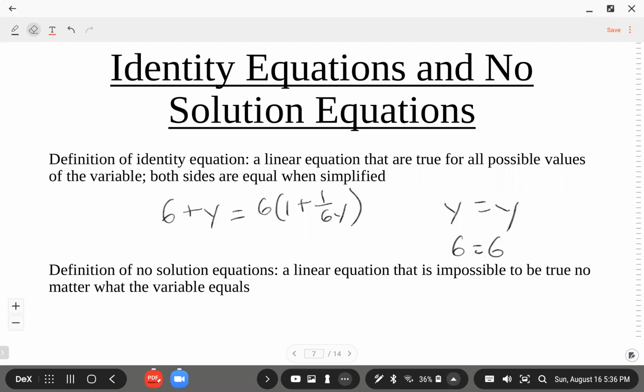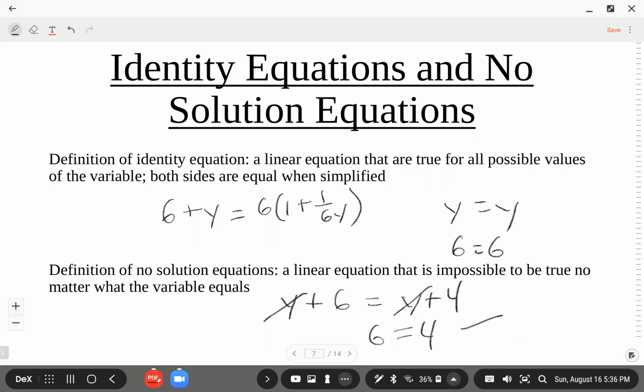And the definition of a no solution equation is a linear equation that is impossible to be true no matter what the variable equals, okay? So it's impossible to be true. Let's say y plus 6 equals y plus 4. Then you cancel out y, and you get 6 equals 4. You just get 6 equals 4, right?